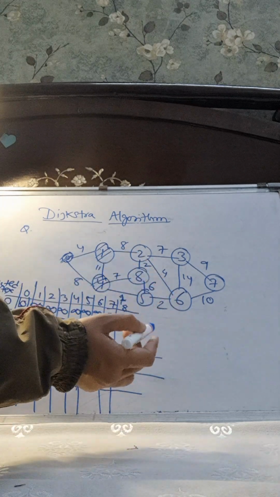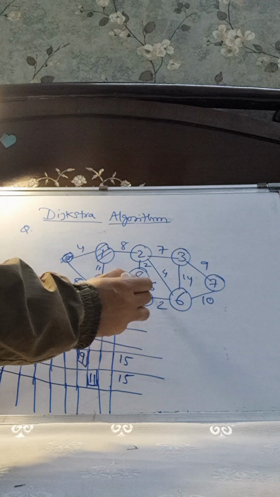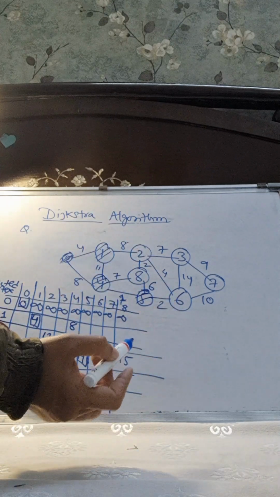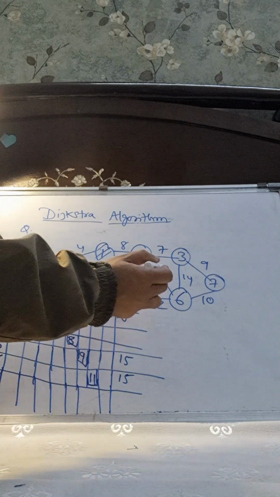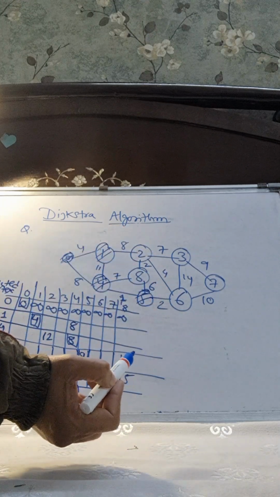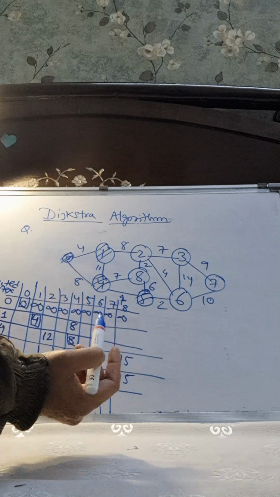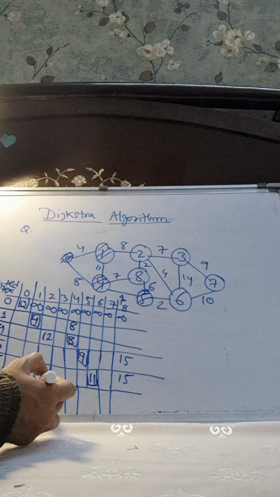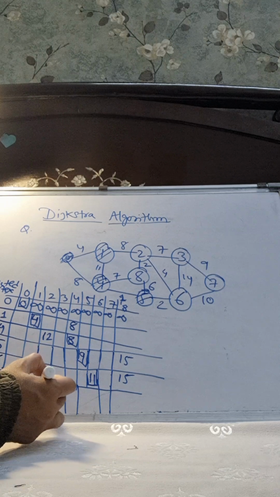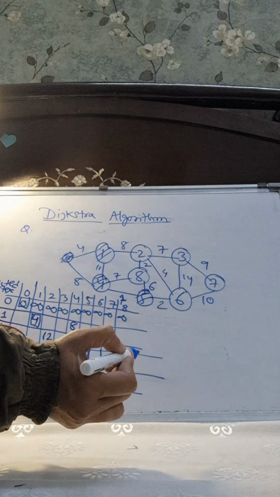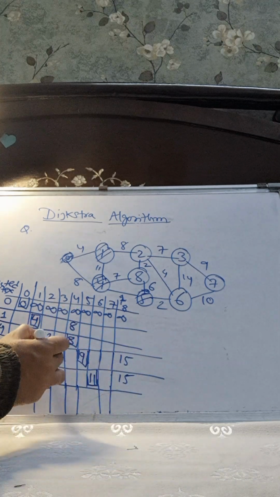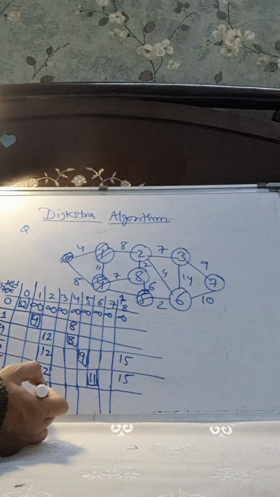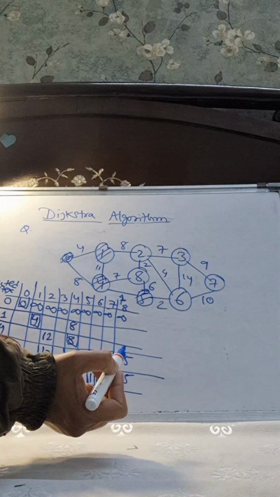From 6, you can go to 2. What is the cost required? That is 11 plus 4, 15. And right now the cost is 12. So we will not update it, because 15 is more than 12. So we will keep 12 here. No issues. Here also you can write 12, because we have still not visited 2, so it will remain the same.